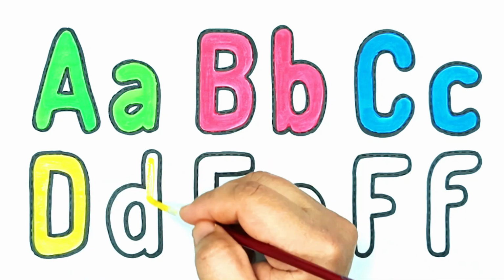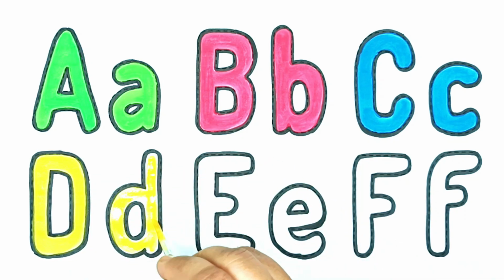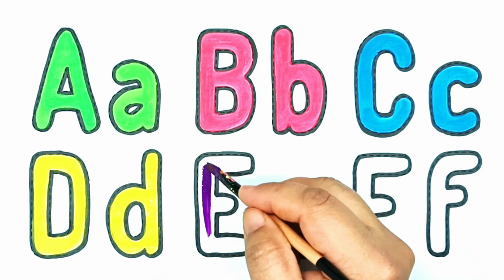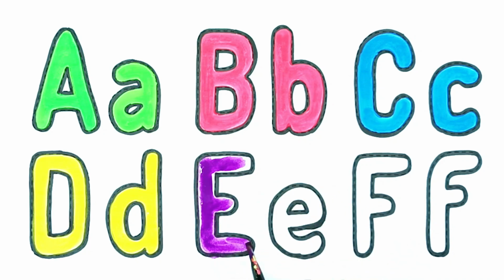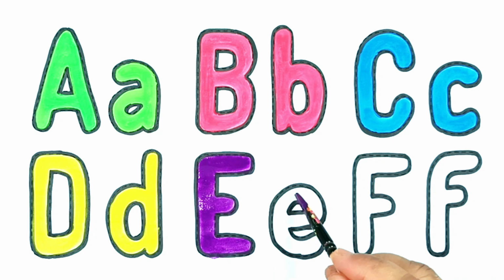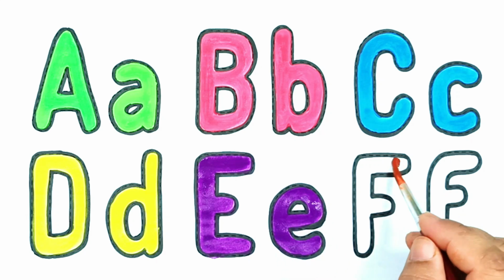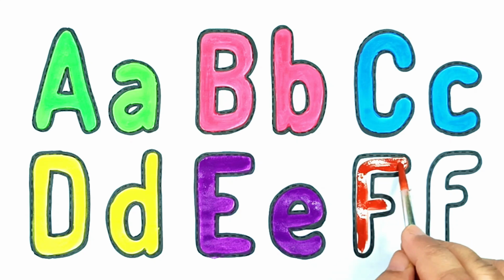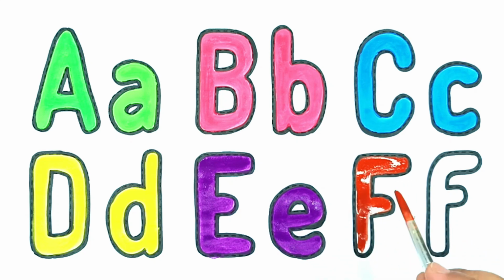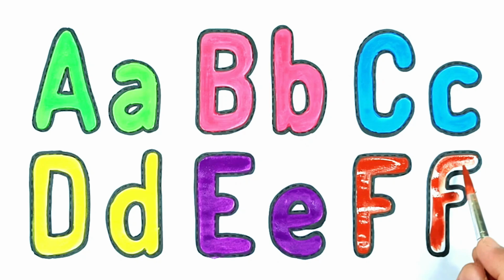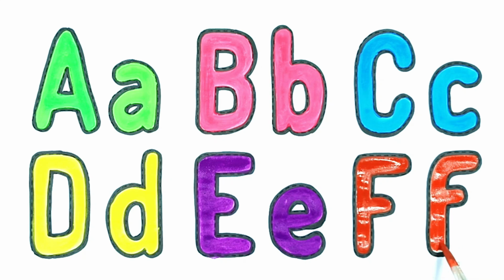D is for duck. D is for door. E is for elevator. E is for egg. F is for fish. F is for flag.